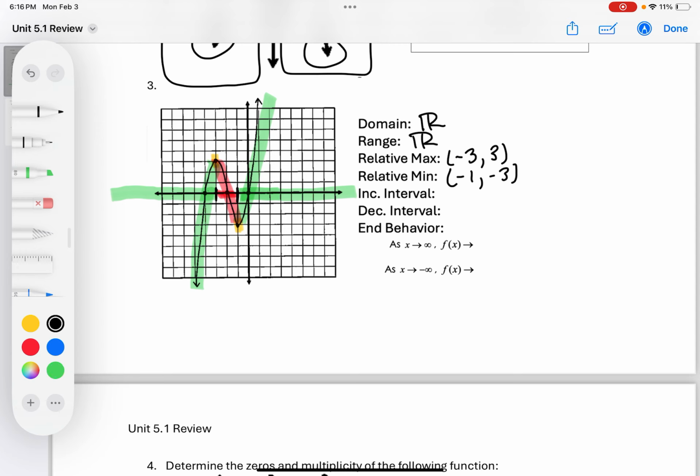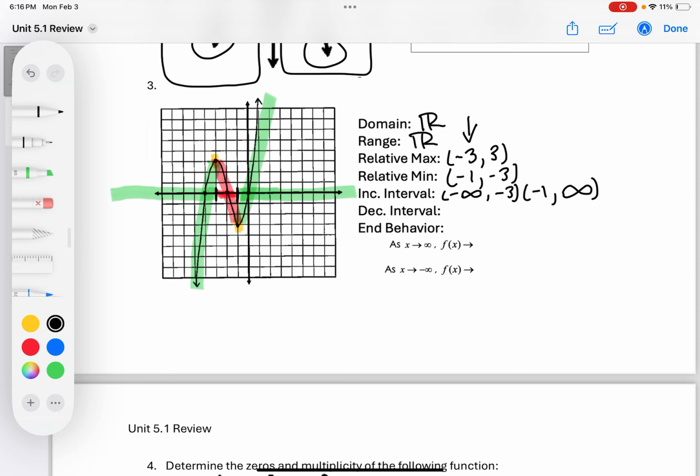So the first set of green is increasing from -infinity, because I don't know where the start is, all the way to -3, which is the x value. You should notice that we're using our x values of our min and max. So -3, and then it's also increasing from -1 to positive infinity.